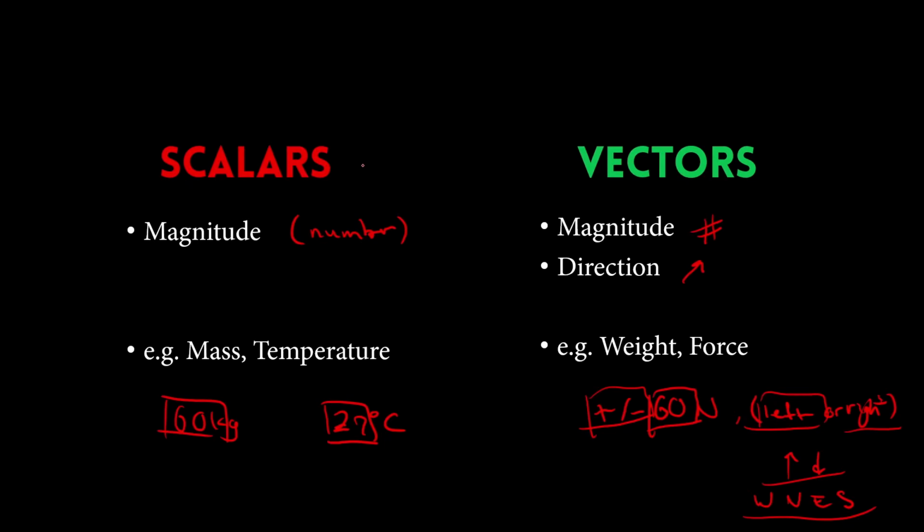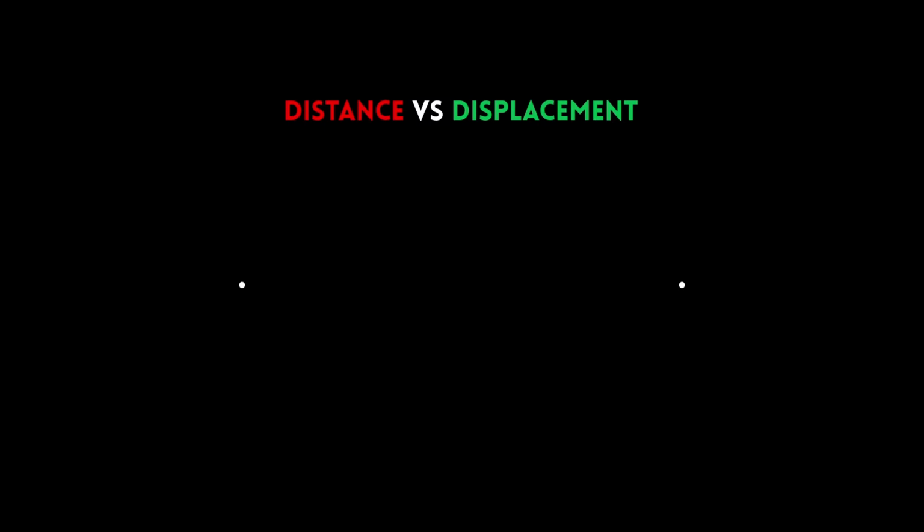So the distinction between scalars and vectors is very important. They're very simple. It's not something that you can get confused with. Scalars only have magnitude, and vectors have a direction and a magnitude. But it's very easy to forget when you're doing more complex calculations, and it's something that you need to know. So the first thing that you learn in physics most of the time is the difference between distance and displacement.